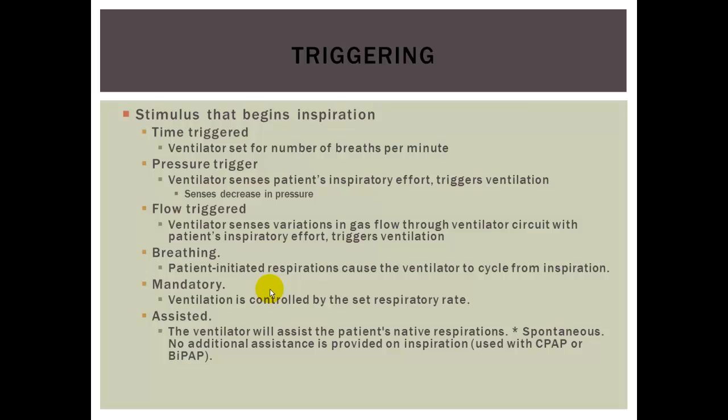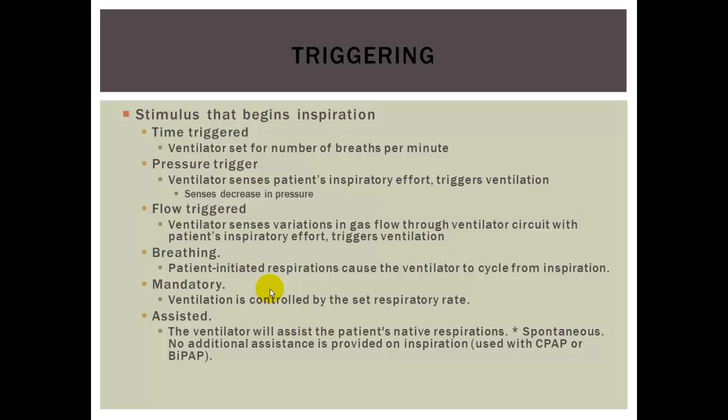And then we have breathing. Patient-initiated respirations cause the ventilator to cycle from inspiration. And then we have a mandatory triggering. Ventilation is controlled by a set respiratory rate. So if we apply a mandatory trigger somewhere in the patient's respiratory cycle over a minute, generally we can set these at like 5 per minute or 6 per minute. These mandatory ventilations are to assist the patient in opening up the alveolar sacs. And then we have assisted. The ventilator will assist the patient's negative respirations.